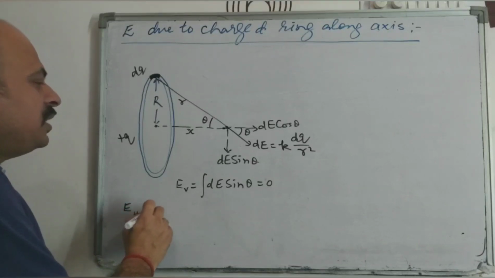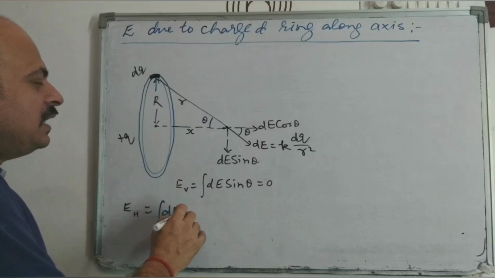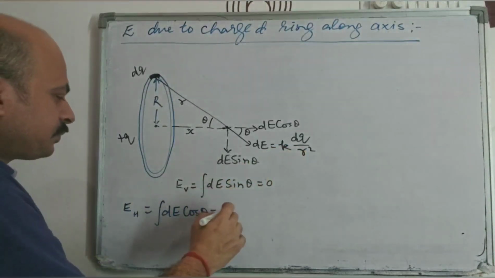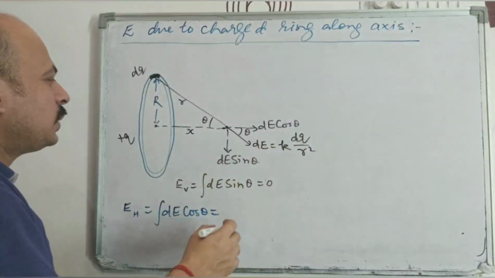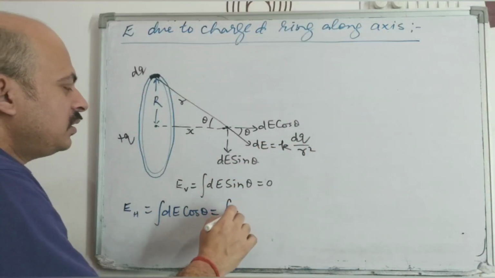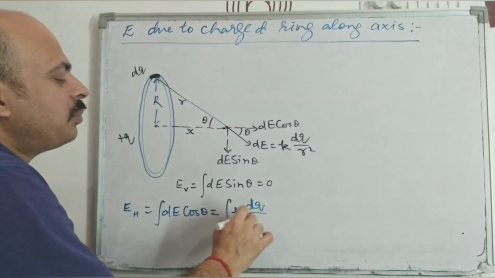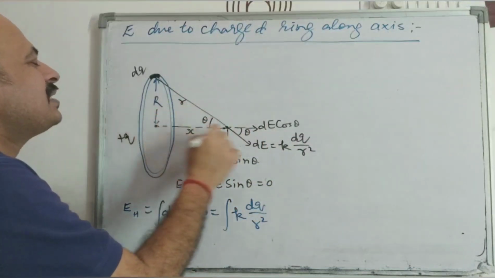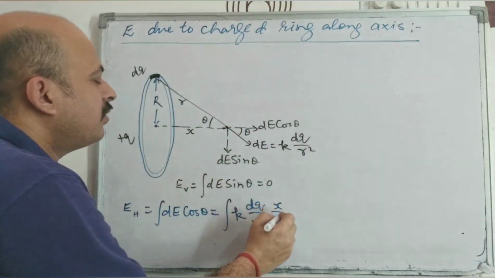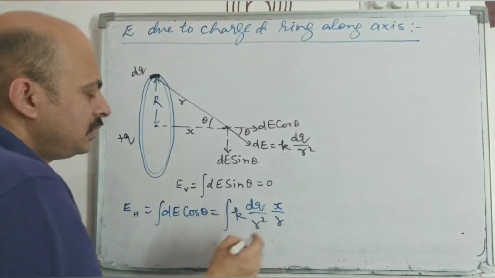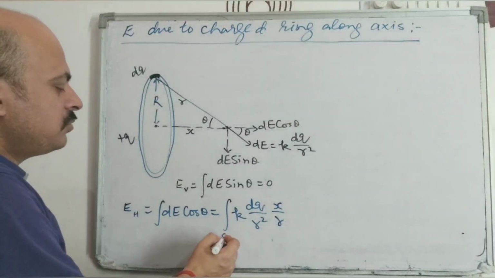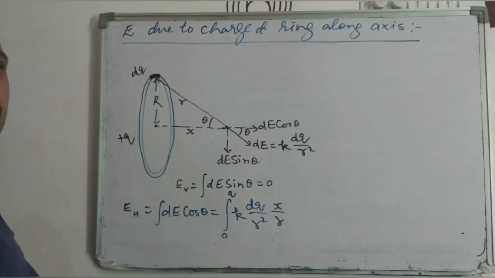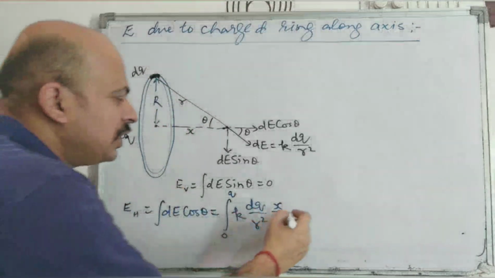E horizontal will be equal to the integration of dE cos theta, and because dE is equal to k dq upon r square, here we have k dq upon r square. Cos theta is equal to base upon hypotenuse, so x by r. Take the limit from 0 to charge q. For the entire ring, charge will be distributed from 0 to small q.